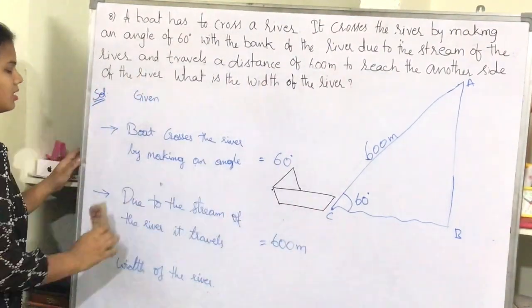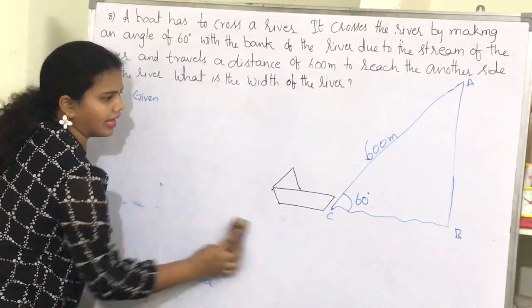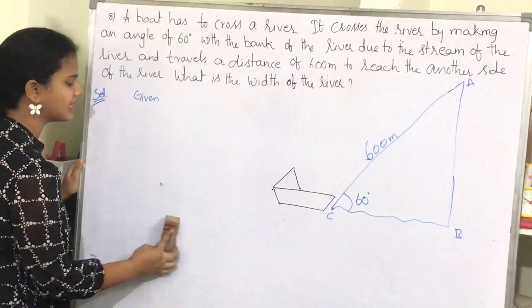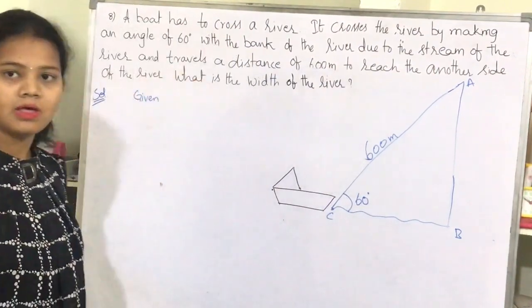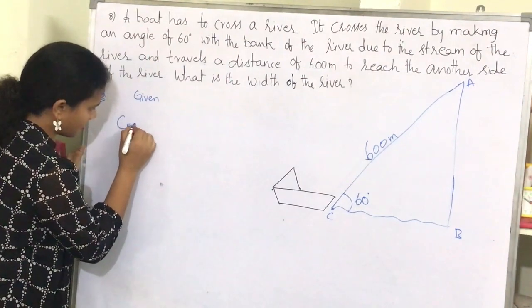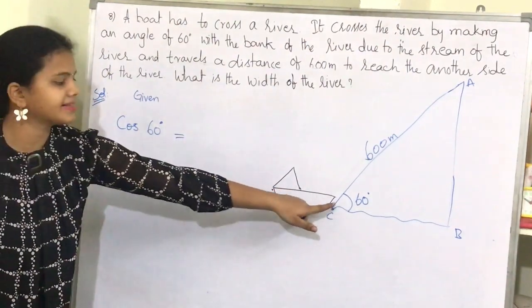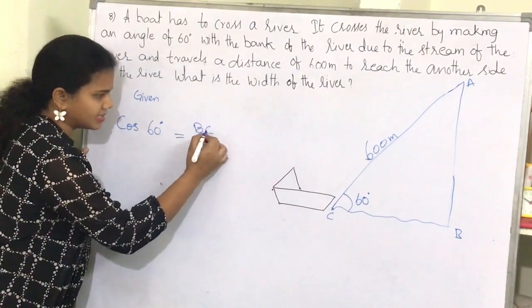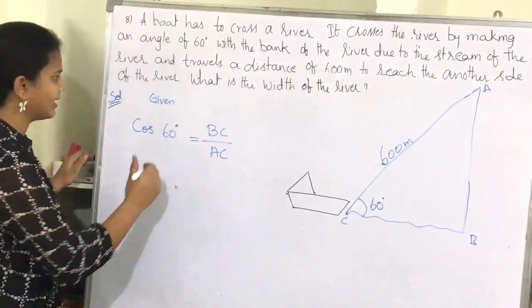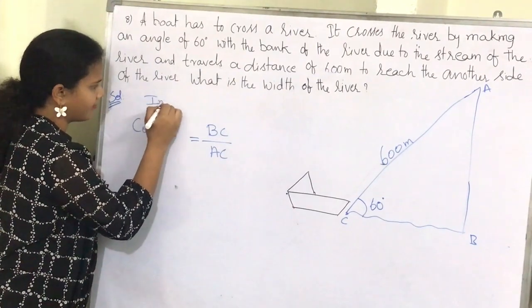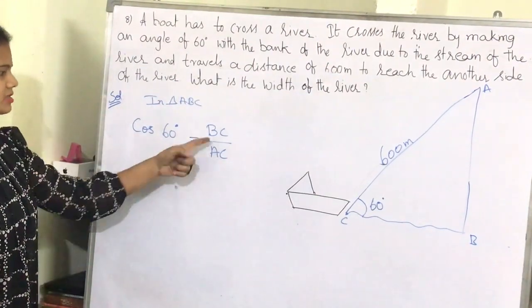So to find the value of BC, we can relate the adjacent side by the hypotenuse, right? Which trigonometric ratio relates adjacent by hypotenuse? Yes, as we know, cos theta. Cos relates the adjacent side by the hypotenuse. So cos 60 degrees equals the side adjacent to the angle 60 degrees, which is BC, and the hypotenuse in the given figure is AC. Let's write over here, in triangle ABC, cos 60 degrees equals BC by AC.